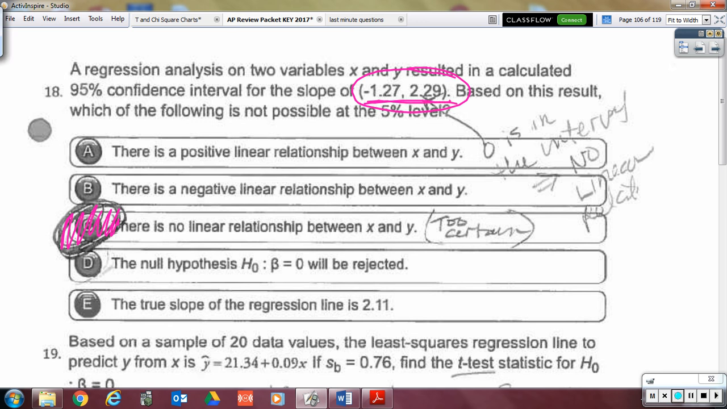Yeah, it could be negative. So this question is, which one of these isn't possible to happen? So this could be true. Could the slope be positive based on this interval? Yeah, it could be positive.